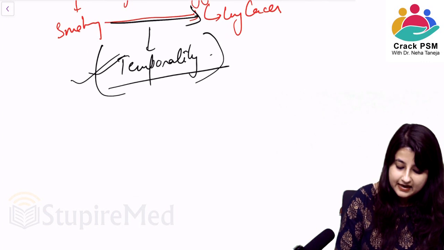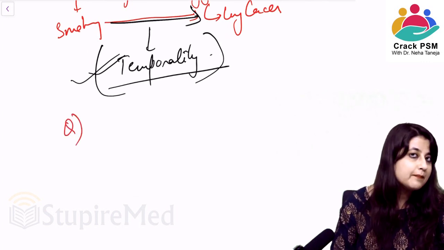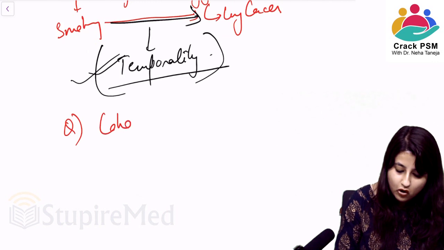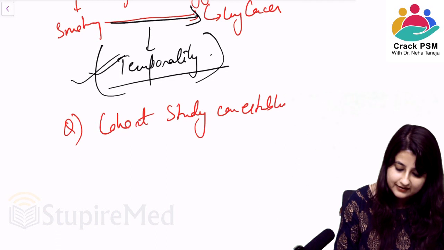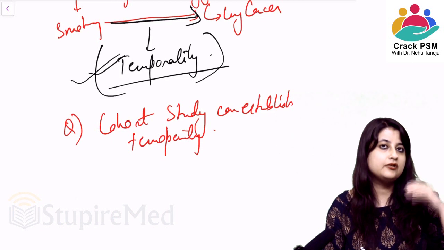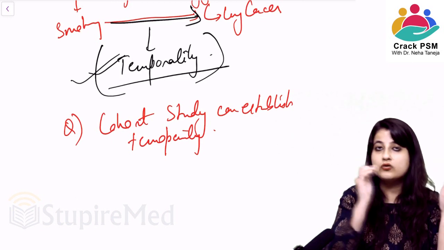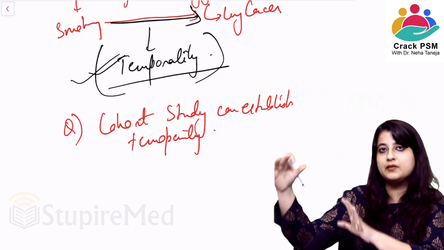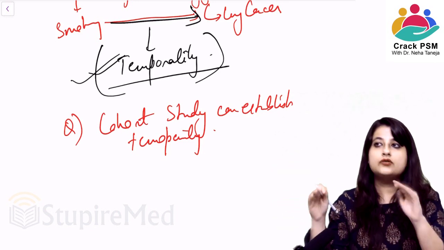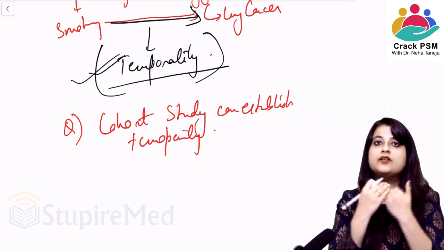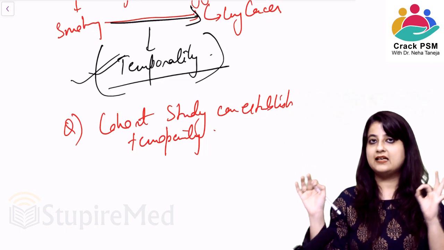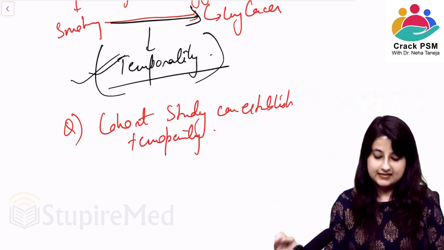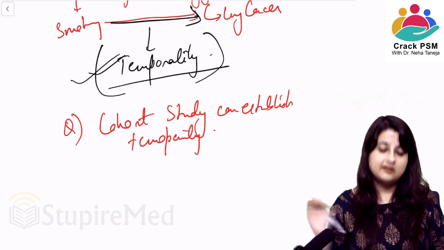If I go a step ahead and ask you which study design can establish temporality best, yes, it is a cohort study. Why? Because I've already told you, in a cohort study, you have a population, you divide it into exposed and non-exposed, and follow them over a period of time to see how many develop a disease and how many do not. Since you followed them over a period of time, we are sure that the exposure has led to that outcome. So it fulfills the criterion of temporality, the most important criterion of causality.